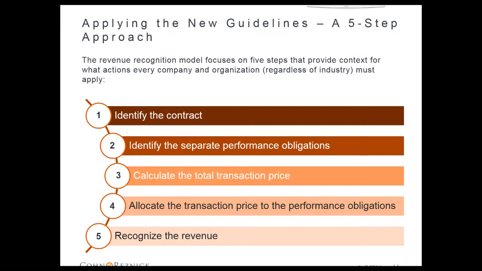Applying the new guidance, a 5-step approach. The revenue recognition model focuses on 5 steps that provide context for what actions every company or organization should take. Identifying the contract, identifying the separate performance obligations within those contracts, calculating the total transaction price, allocating the transaction price to the performance obligations, and recognizing the revenue.